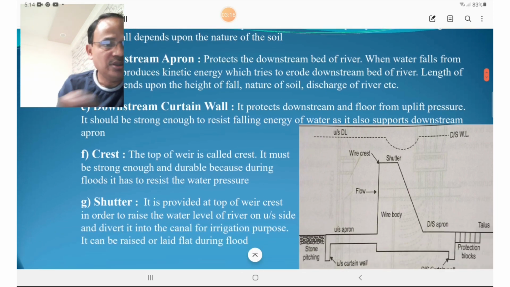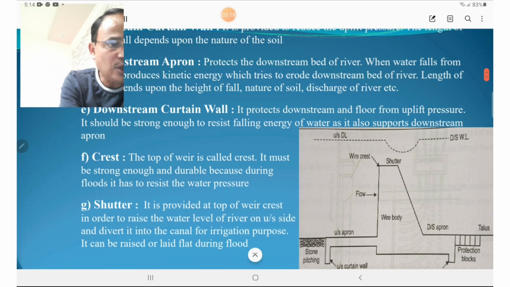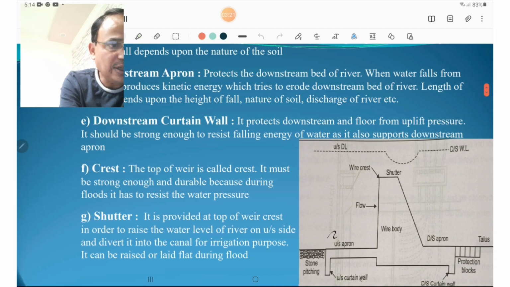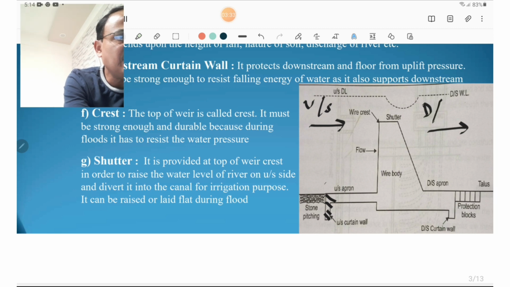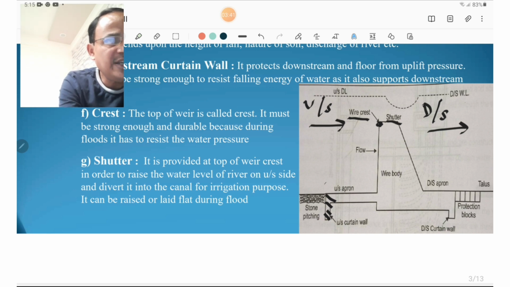So this is the upstream curtain wall as shown here. This is the weir. This is the river flow, means this is the upstream side and this is the downstream side of the weir. Then this top of the weir is called the weir crest. Then the shutter is provided here also. This is the weir body. This is the upstream apron. This is the downstream apron, and this is the upstream curtain wall, and this one is the downstream curtain wall.